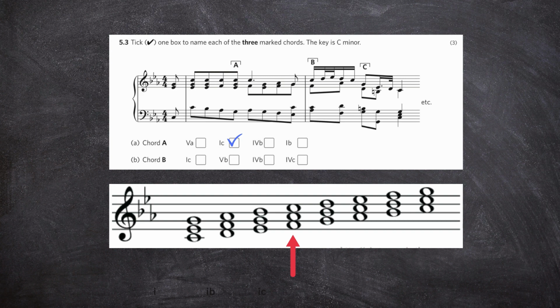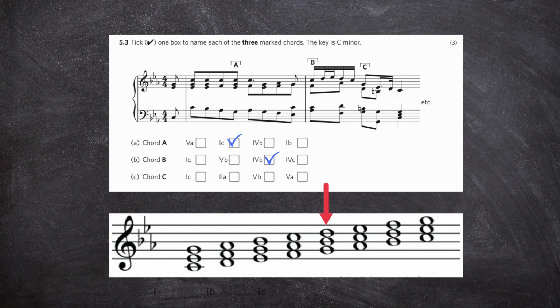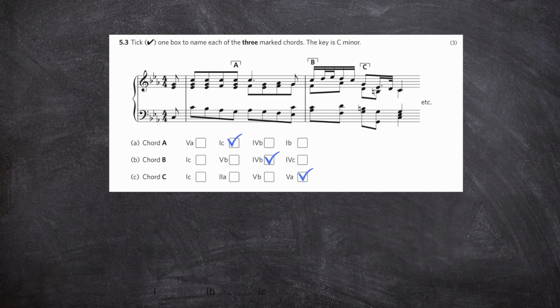In question B, the notes are F, A flat, and C, so it is a subdominant chord. Now calculate the inversion of this chord. The bottom note is A flat. The answer is subdominant first inversion. Here comes question C. The notes are G, B natural and D. Remember in minor scale, there is harmonic minor where the seventh note is raised up a semitone. The bottom note is G, therefore the answer is dominant in root position.